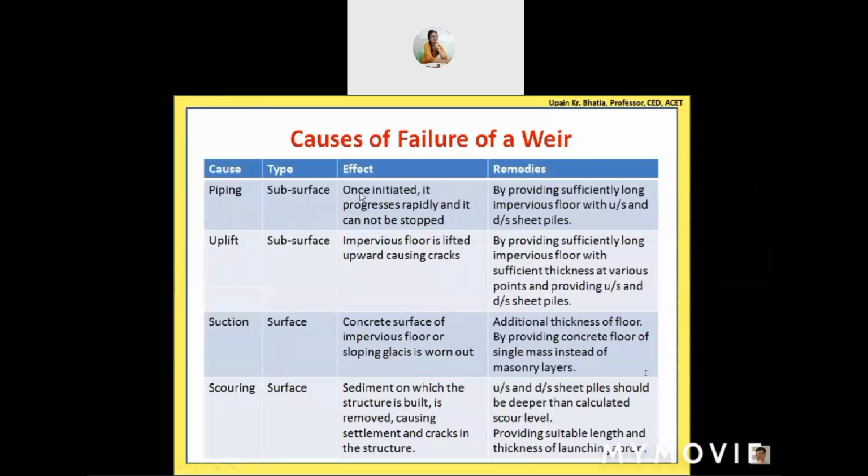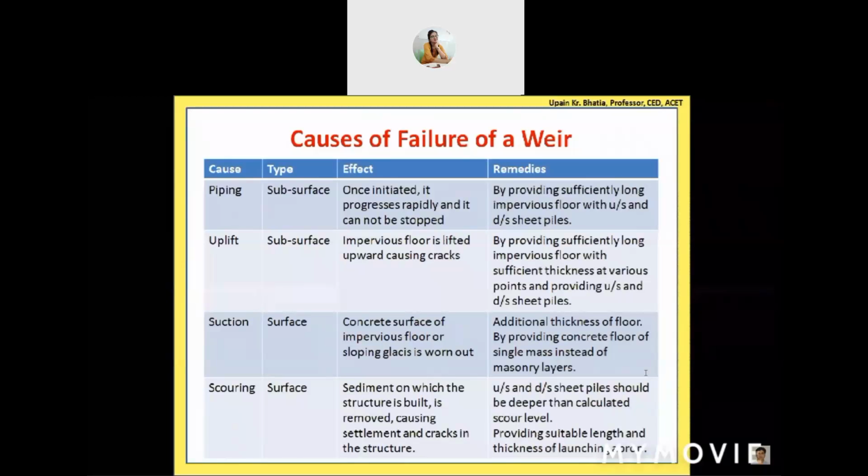Due to piping, if piping failure is initiated once, if it gets started, it progresses very rapidly and it cannot be stopped. Once the piping failure is initiated, you see that the failure has started. The piping failure has just begun. It is very, very difficult to stop the progression of this failure. You cannot prevent the overall failure of the structure.